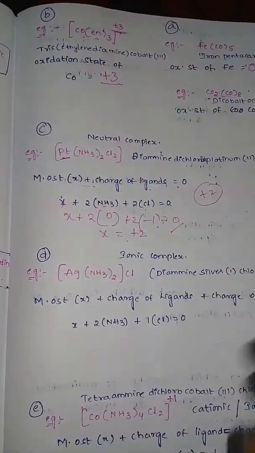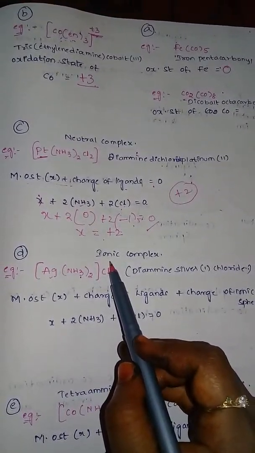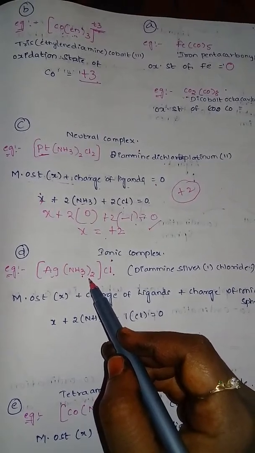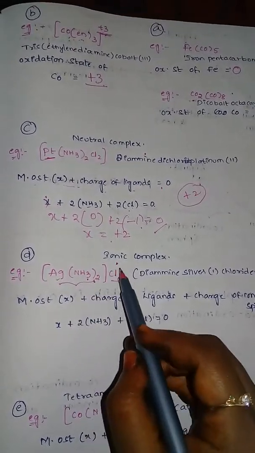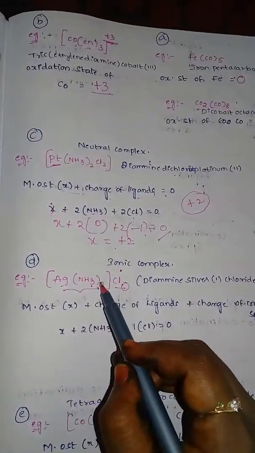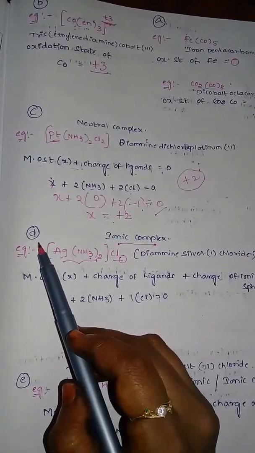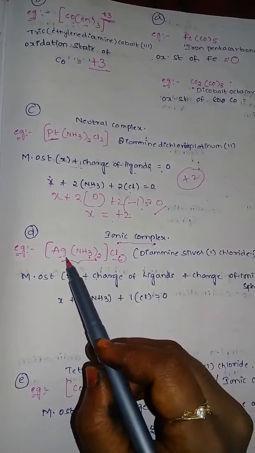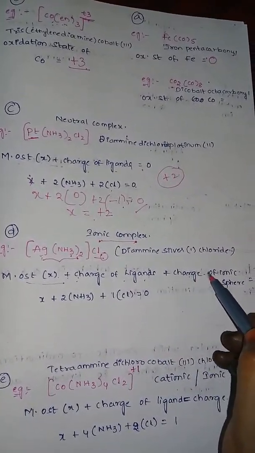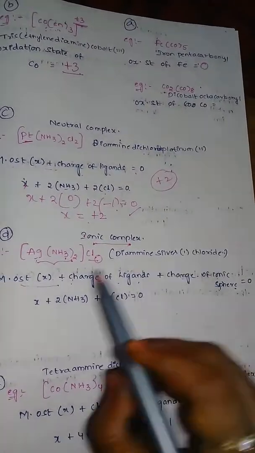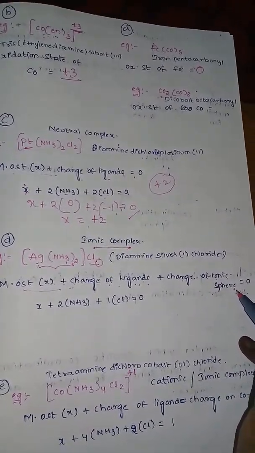And the next example, diamminesilver chloride, [Ag(NH3)2]Cl. This is an ionic complex. Why? Because this complex has both a coordination sphere and an ionic sphere. Having both an ionic sphere and a coordination sphere is known as an ionic complex. What is the ionic complex formula to find the oxidation state of the central atom? Metal oxidation state plus charge of ligands plus charge of ionic sphere is equal to 0.